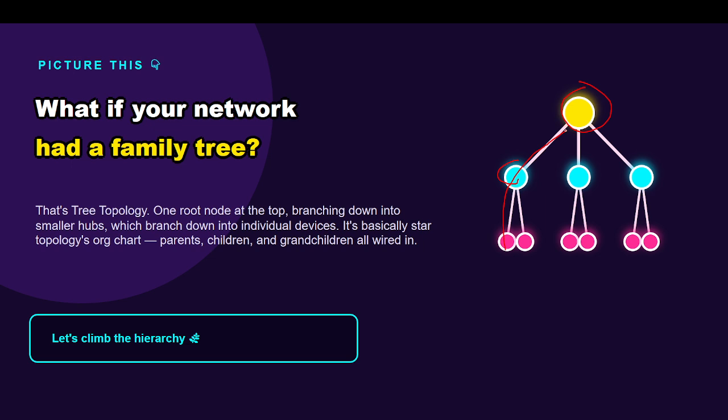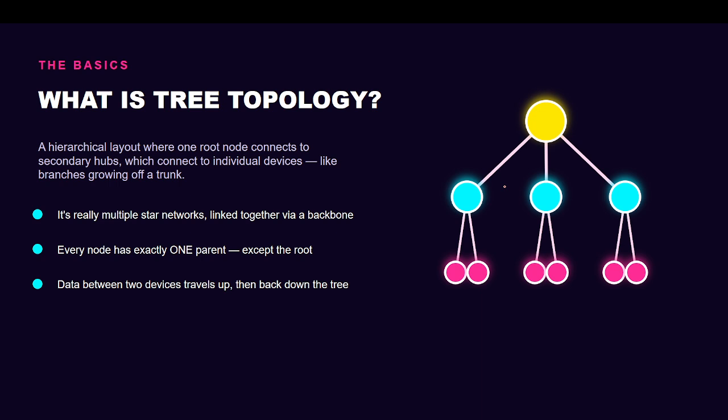The central hub in the tree is an active hub which contains a repeater. The repeater amplifies the signal and increases the distance a signal can travel. The secondary hubs may be active or passive. A passive hub provides a simple physical connection between the attached devices. So, a hierarchical layout where one root node connects to secondary hubs, which connect to individual devices, like the branching and growing of a trunk. So, this is our tree topology.